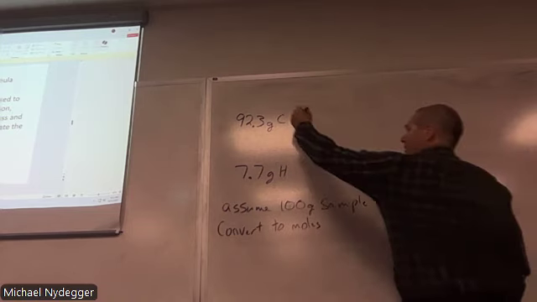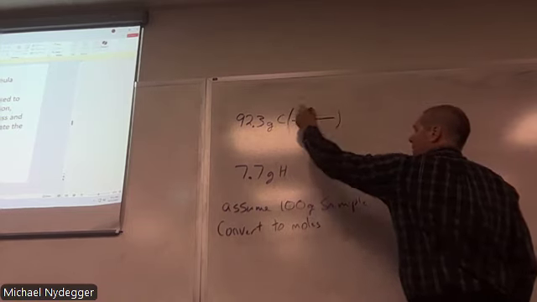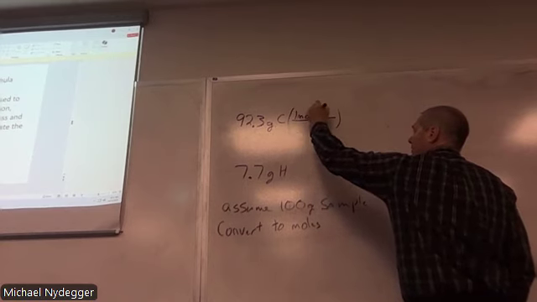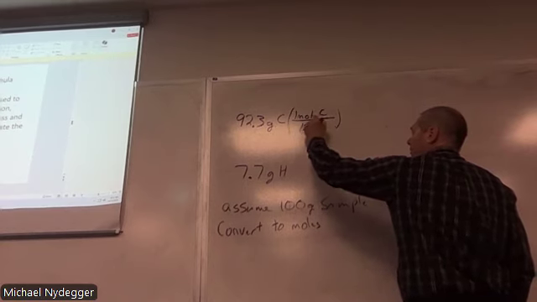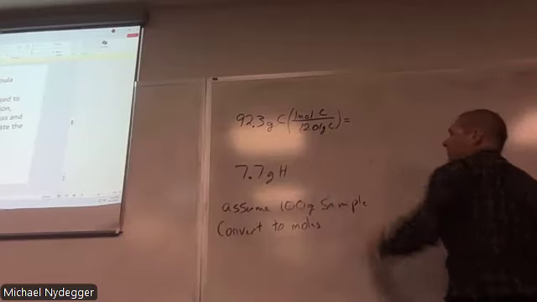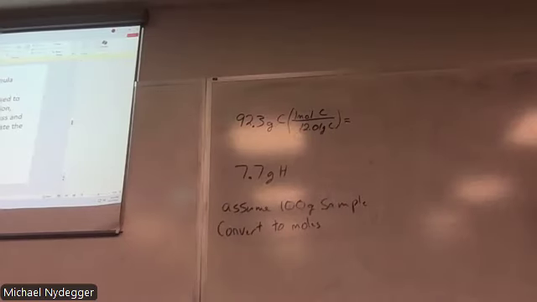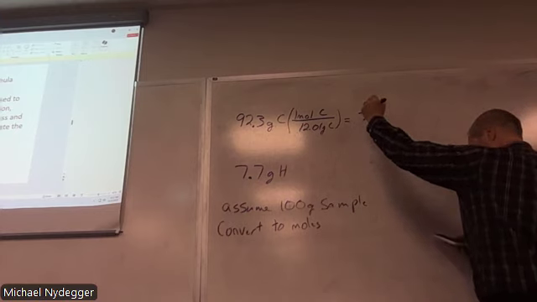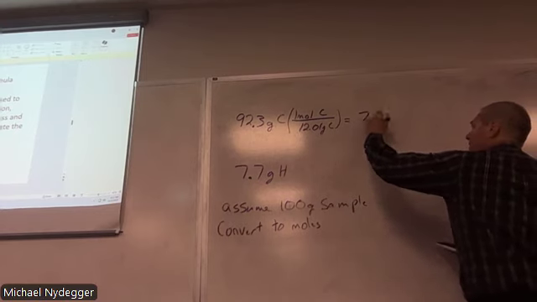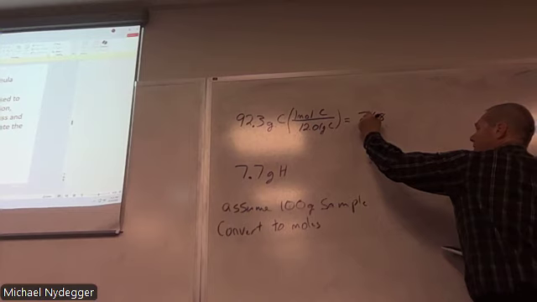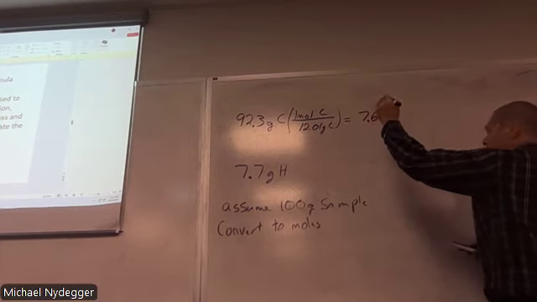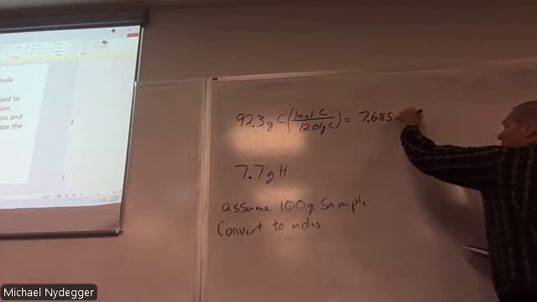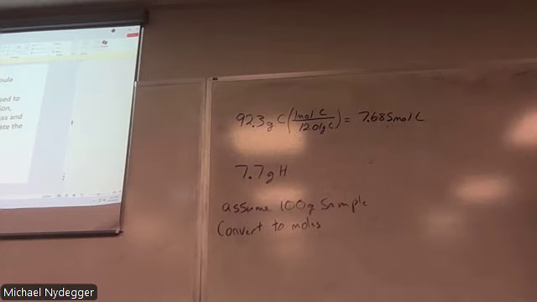So carbon: 1 mole of carbon is 12.01 grams of carbon. This becomes 7.685. So far, so good?